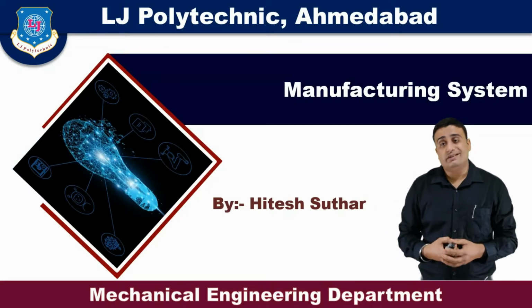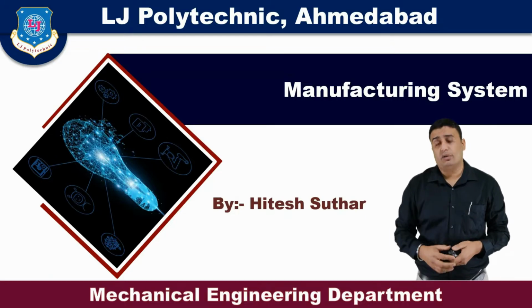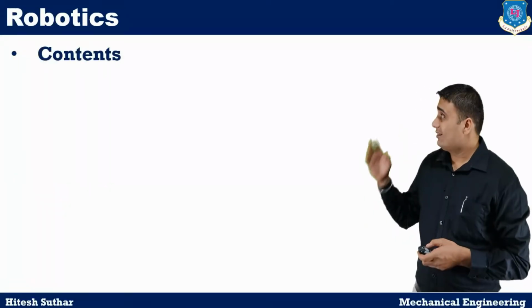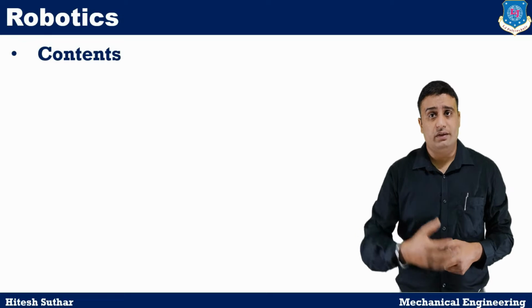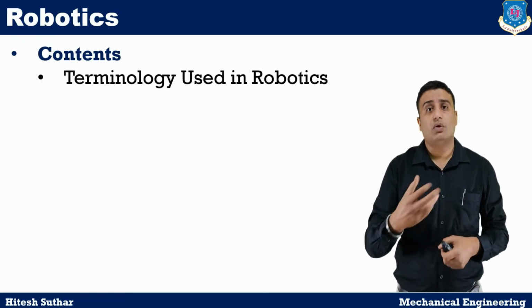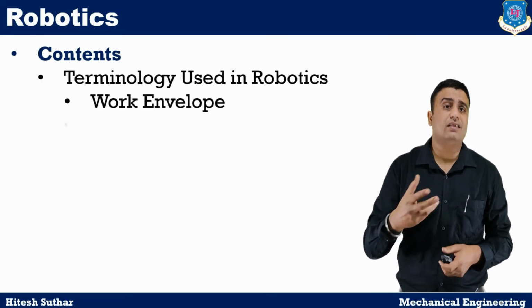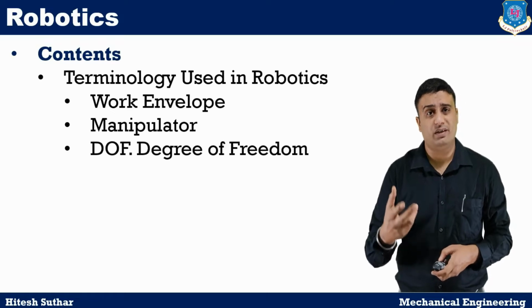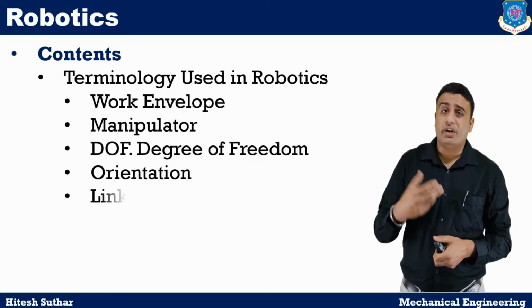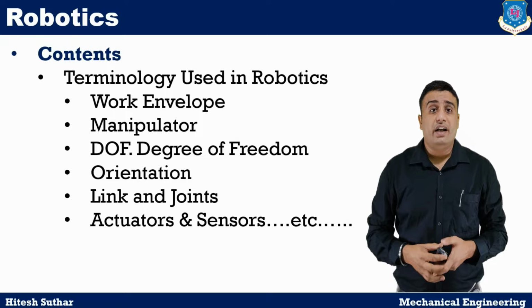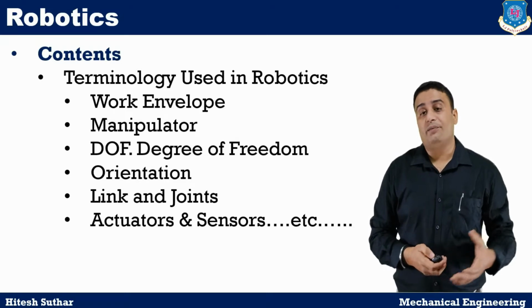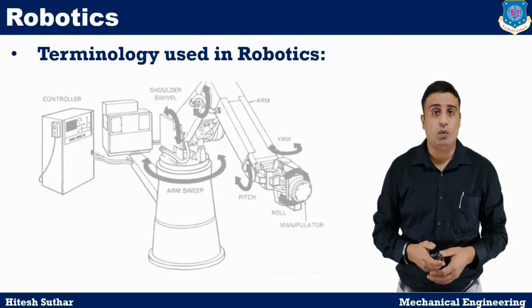Today we are going to discuss the various terminology used in robotics. So let's start with the contents. In this topic we will discuss the various terminology which are used in robotics, like work envelope, manipulator, what is the degree of freedom, orientation, link and joints, actuators, sensors, etc. So let's discuss in detail one by one.